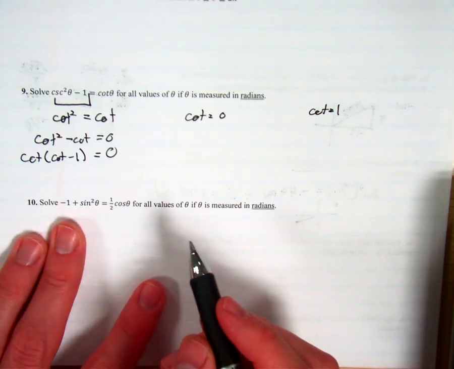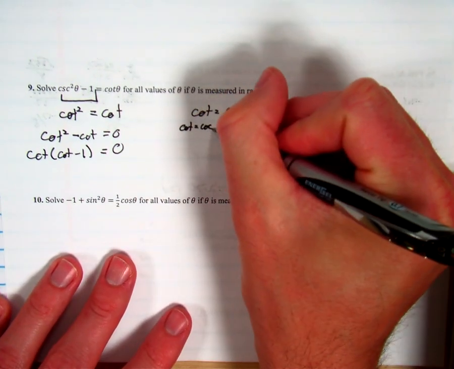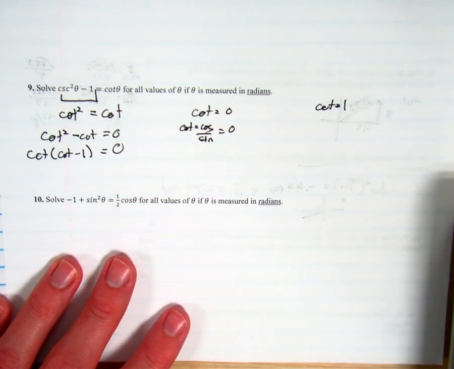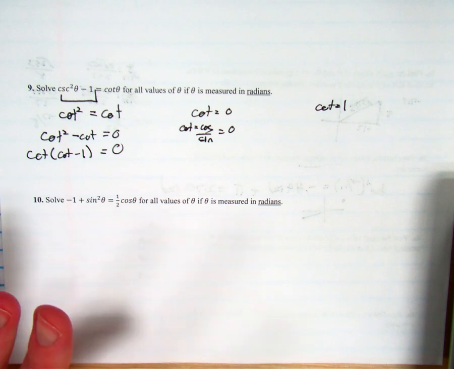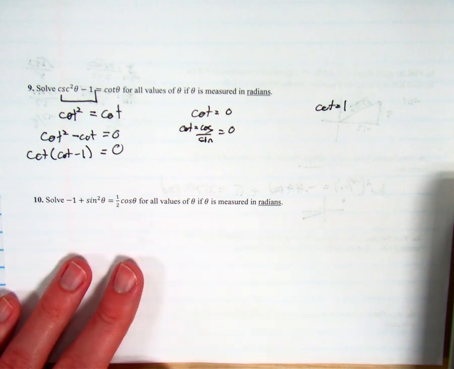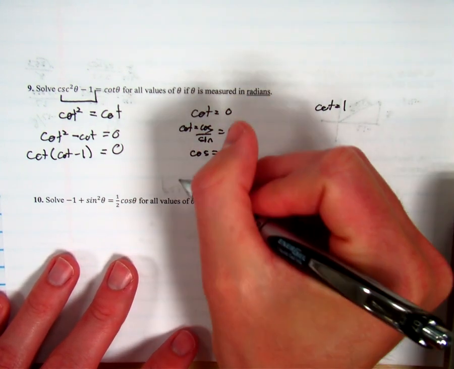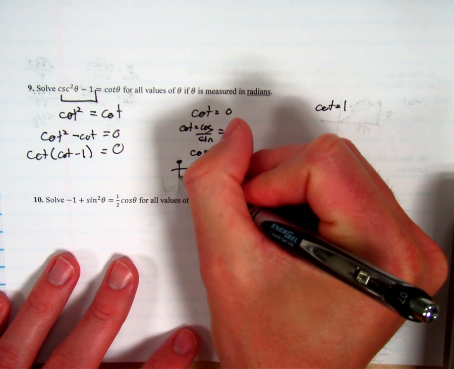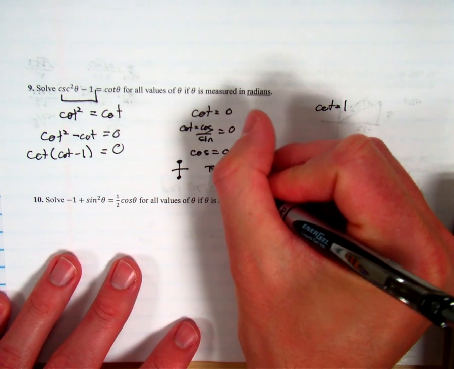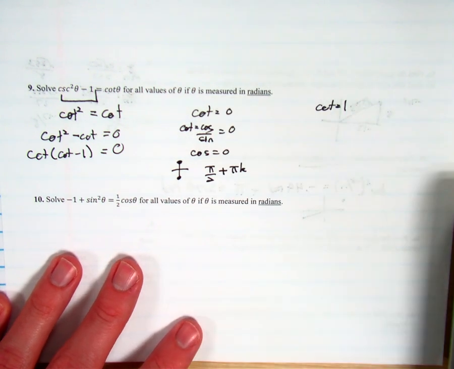So you got to think about what cotangent is. Cotangent equals cosine over sine. When would cosine over sine equal 0? When does a fraction equal 0? When the top is 0 or the bottom is 0? We don't want the bottom to be 0. That's undefined. We can't divide by 0. So it's when the top is 0. So now this turns into when does cosine equal 0? Pi over 2 and 3 pi over 2. Or pi over 2 plus pi k. Or pi n, or whatever you want to call it.